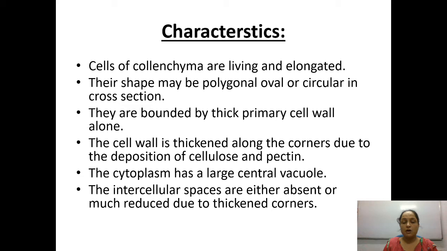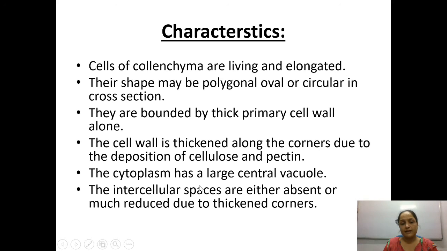They are bounded by thick primary cell wall alone, and the boundary will be guarded by the primary cell wall. The cell wall is thickened. This is very important for the collenchyma. The cell wall becomes thick, but where does this thickening occur? Only at the corners. This point you have to focus on. It is due to the deposition of cellulose and pectin.